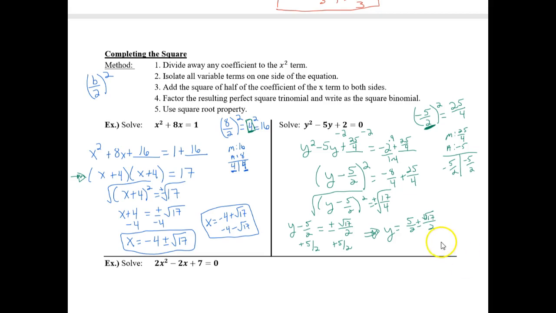And because they have the same denominator, we can bring that together in one fraction if we want. So 5 plus or minus the square root of 17 all over 2. We can only do that because they have the same denominator here. And then again, your homework will probably ask you to split that up into 5 plus the square root of 17 over 2 and 5 minus the square root of 17 over 2.